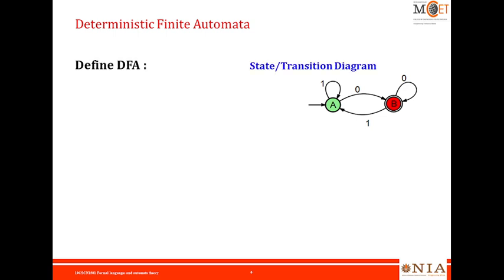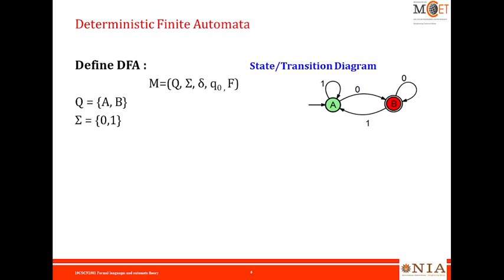Next one is an example for deterministic finite automata. In this diagram there are two states, one is A and another one is B. That is Q equal to {A, B}. Here A is the starting state and B is the final state. Here A is represented using an arrow mark that represents A as the starting state. Here B is represented by using a double circle. The double circle represents that state as a final state.